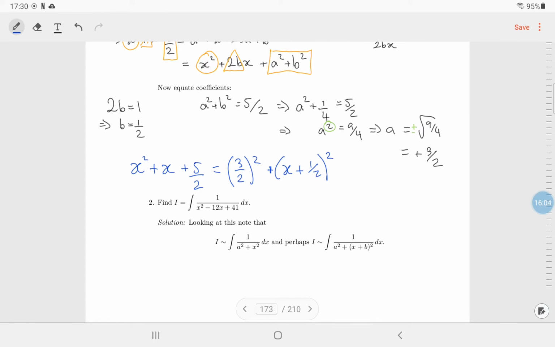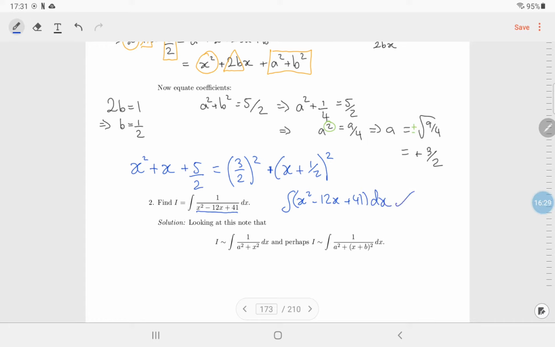So we're looking at this antiderivative here. Let me say, first of all, there's nothing like that in the tables. You could say, can I just antidifferentiate the bottom? Now, if it was x squared minus 12x plus 41 dx, that's easy. You can do it term by term.